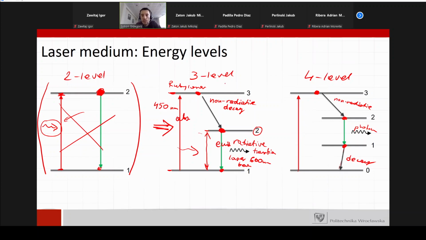So maybe you have a guess which system, 3 or 4 level, is more efficient, is preferred, which one is better, which one is worse.